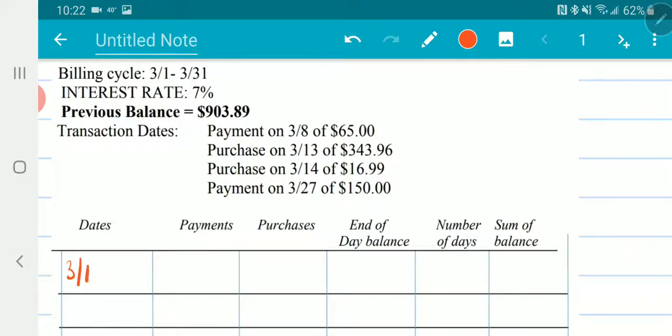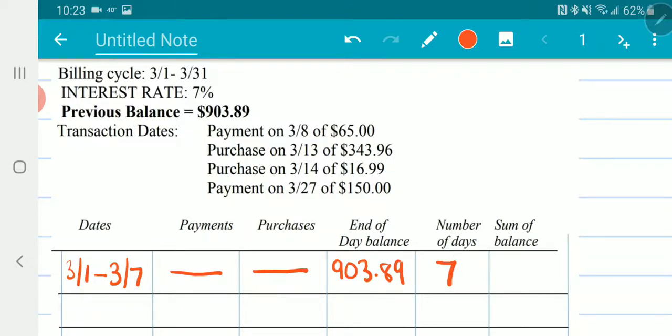So we know we're starting on March 1st. My balance is going to be $903.89. But that's not the only day that my balance is $903.89. This balance isn't going to change until we either make a purchase or a payment, and that doesn't happen until the 8th. So for the sake of space, we're going to go from the 1st to the 7th, because these days are all going to be the same, since there were no payments and no purchases on those days. I like using my fingers when it comes to calendar math, so I count from the 1st to the 7th on my fingers, and I see that that's 7 days.